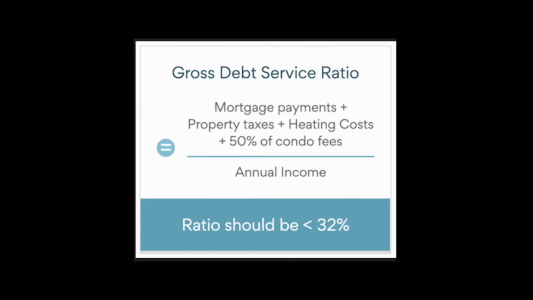Now, when calculating what rate to use to qualify on that PITH part, the principal and interest, currently the banks are using 5.25% as your qualifying rate. So remember, if you are calculating this quick equation and you want to figure it out on your own, you take the 5.25% interest rate based on the mortgage amount that you're looking to qualify for.